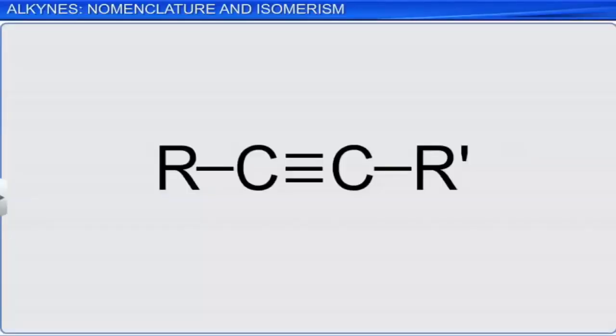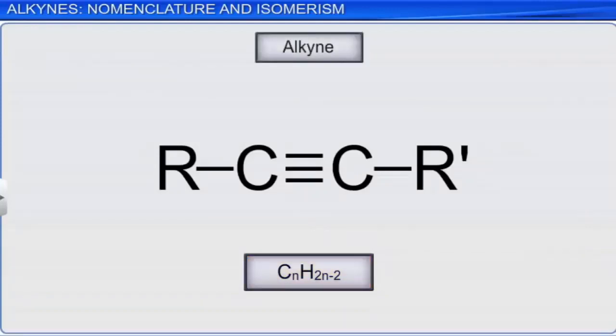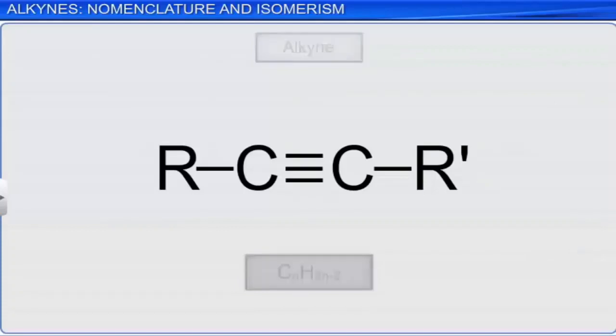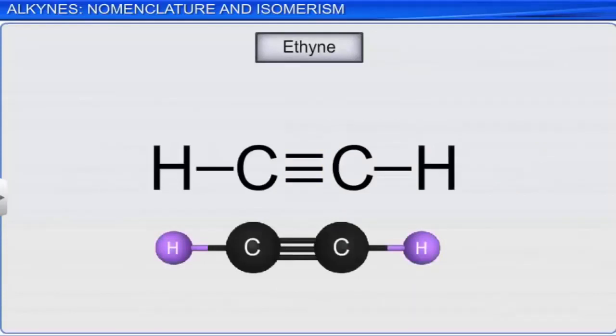The group of unsaturated hydrocarbons with the general formula CnH2n-2 is known as alkynes. Alkynes contain at least one triple bond between two carbon atoms. The first of the alkyne series is ethyne, with the chemical formula C2H2.